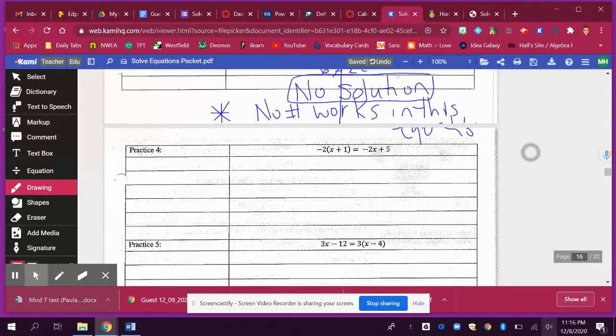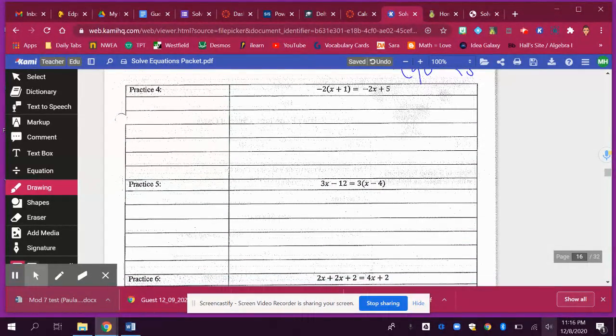All right, let's look at practice number 4. We have negative 2 times x plus 1. We have distributive property again, so I need to distribute negative 2 times x, and negative 2 times 1 gives me negative 2. On the right side, no distributive property. I'm going to just copy this down. Oh, let me start that over.